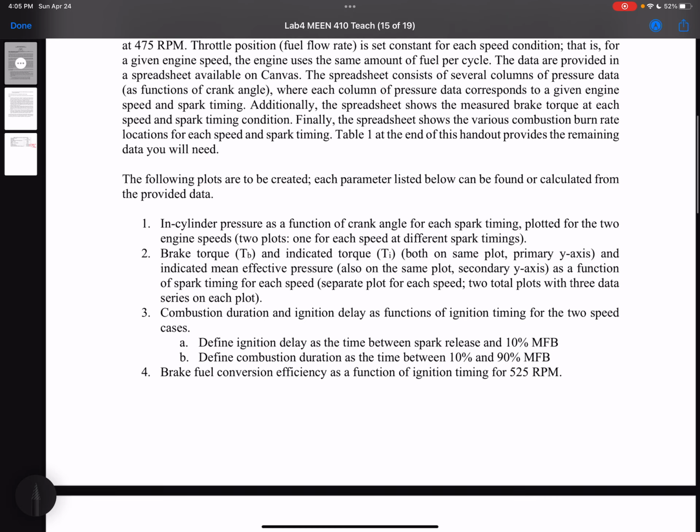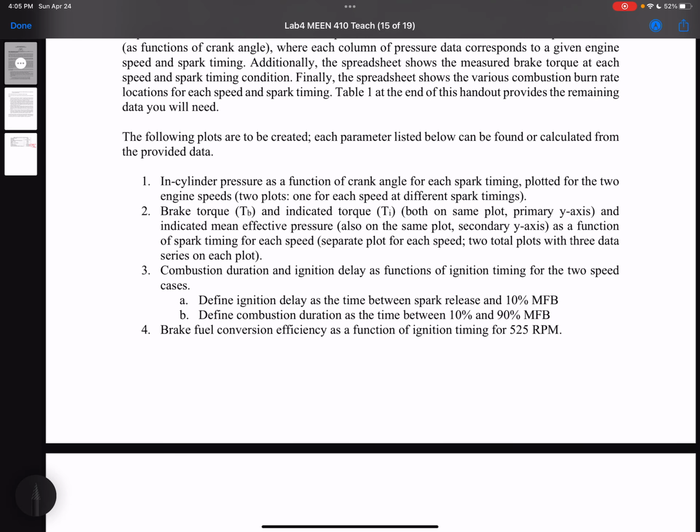Okay, so you're going to generate several plots that correspond to four major pieces of information. There'll be more than four plots, just to be clear, but there are four major pieces of information that you'll be looking at. The first is in-cylinder pressure, okay? So you'll be plotting in-cylinder pressure as a function of crank angle for each spark timing, plotted for the two engine speeds. So what I want is two plots, one plot for each speed, and on each plot, you're going to have several pressure versus crank angle curves corresponding to the different spark timings, okay?